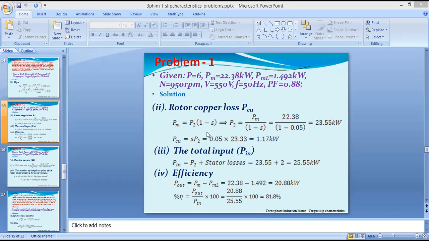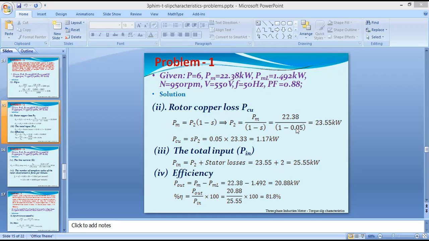So what we were solving is the second term, the rotor copper power loss. We have the formula PCU equal to s into P2. P2 we do not have, so we can solve P2 first, because we have the equation for P2, that is PM upon 1 minus s. PM is given, and the value of s we have just solved. Mechanical power they have given as 22.38 kilowatt. So you can write 22.38 into 10 raised to 3 watt upon 1 minus s.